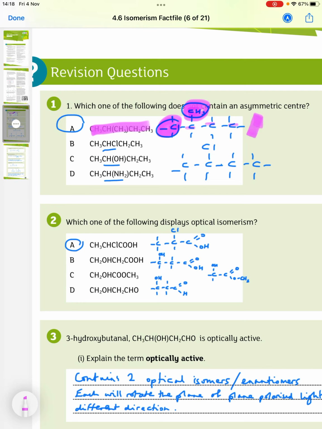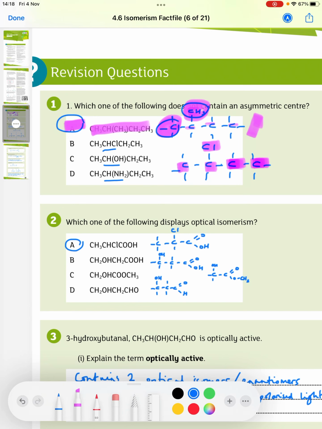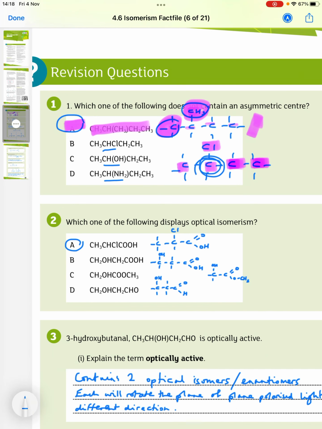If we just check the other ones, all of them have 4 carbons in a chain, and they all have something, either the Cl or the OH or the NH2 attached to the second carbon, and that means that this carbon here actually is attached to 4 different things. 1, 2, 3, and the hydrogen is 4. So B, C and D all do have asymmetric centres. A is the only one that doesn't.